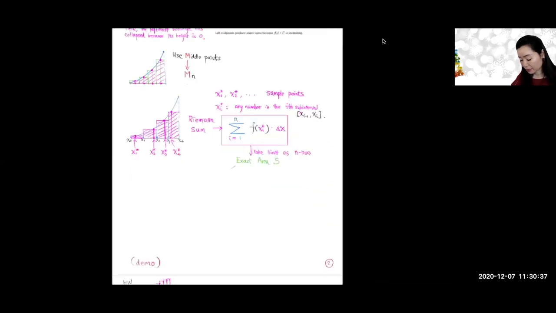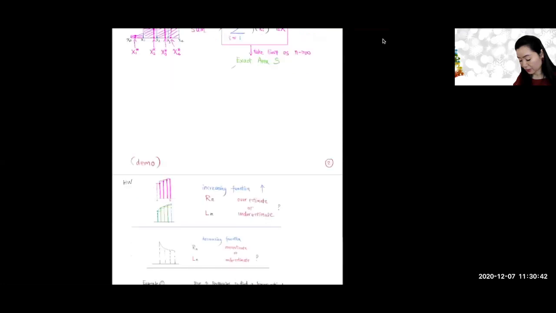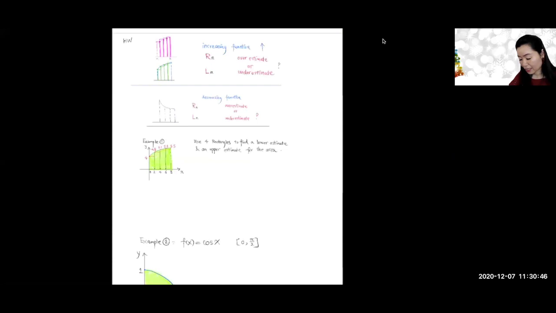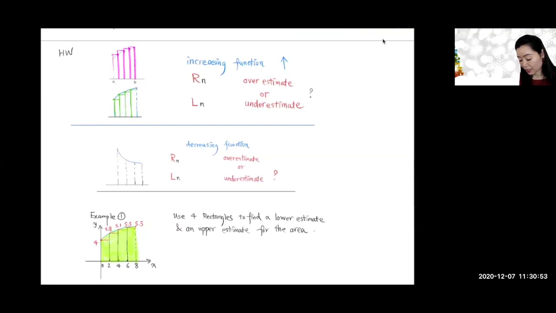Now I'm going to ask you this in the homework. So suppose you have an increasing function. If you're using the right endpoint for the height of those rectangles, will Rn be an overestimate or underestimate of the area under the curve?